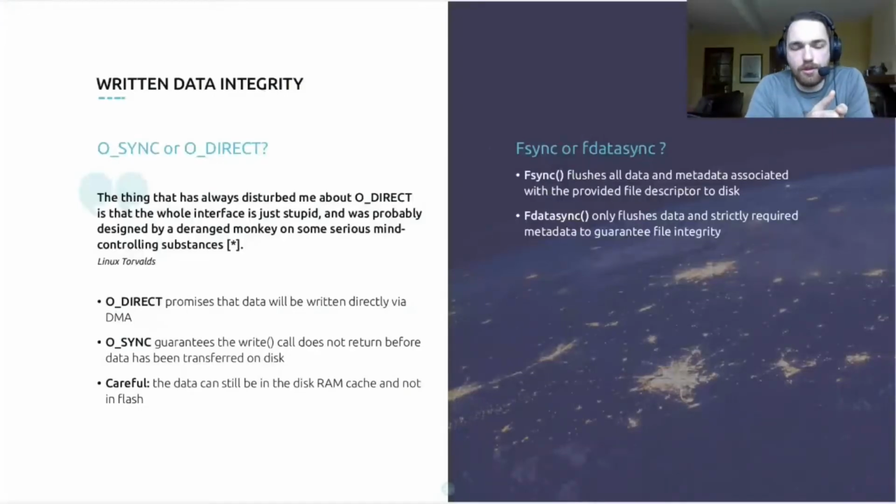So if you want to write data on the drive, there are basically two methods. Either we open the file descriptor with the O_SYNC or O_DIRECT options. This is typically what you will find when you search on the internet. There is actually a huge difference between both.